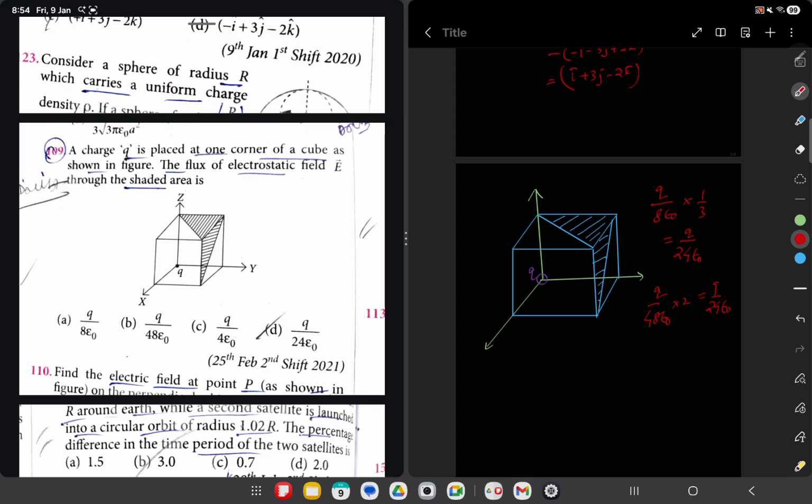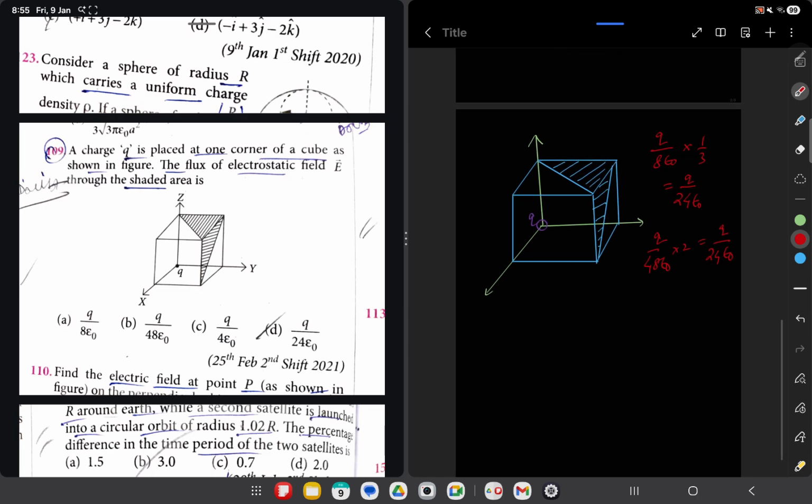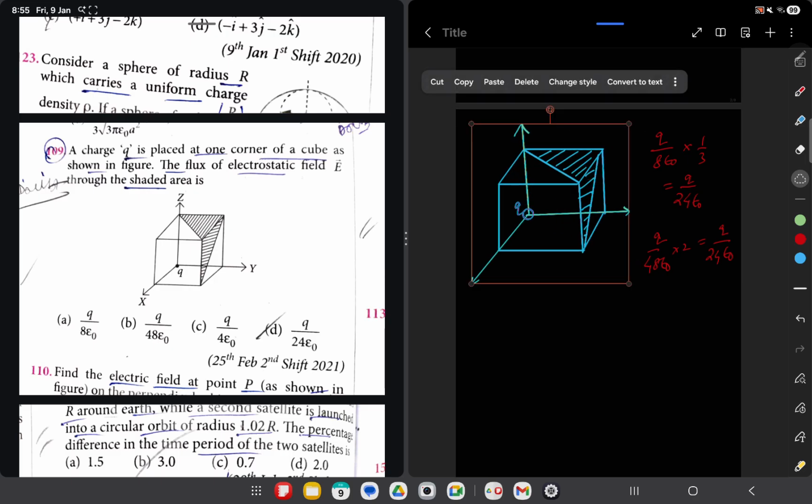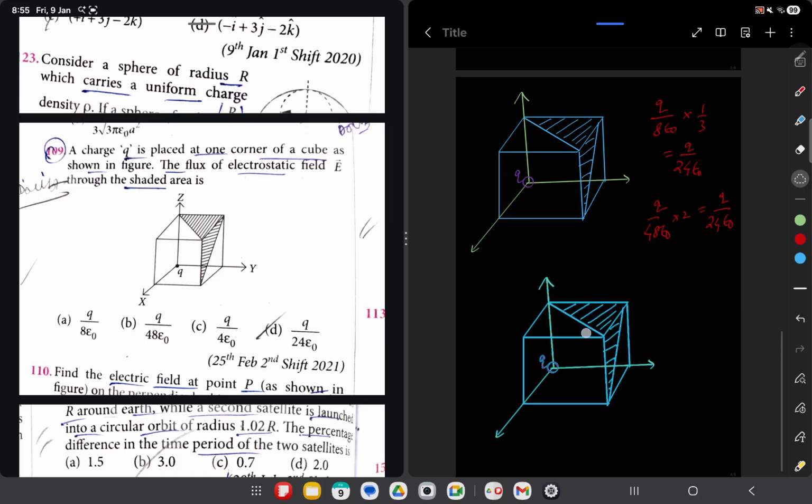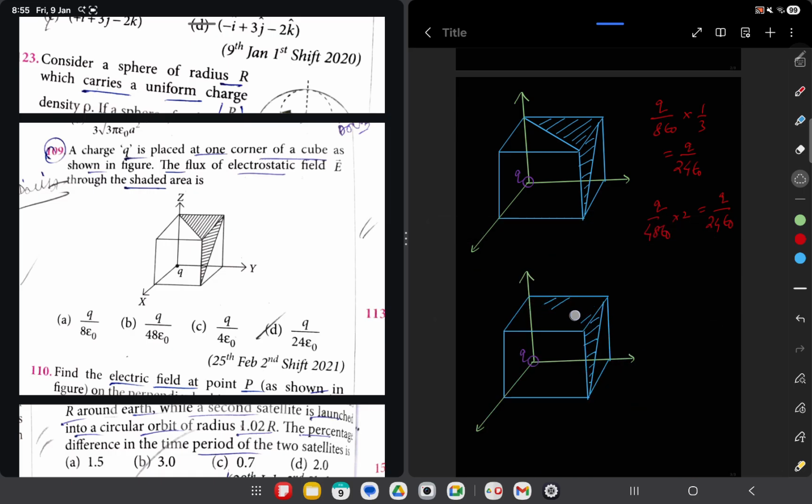This is the answer given by NTA, but this answer is not correct, because this will only happen if these 2 portions are symmetrical with respect to this charge. Students, I think most of the students have done this one, Q by 24 epsilon naught, but I suggest you see one of the videos of Janardhan sir. He has well explained why this is not correct, because this is not the plane of symmetry.